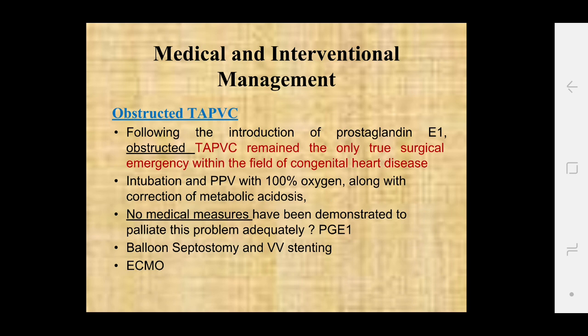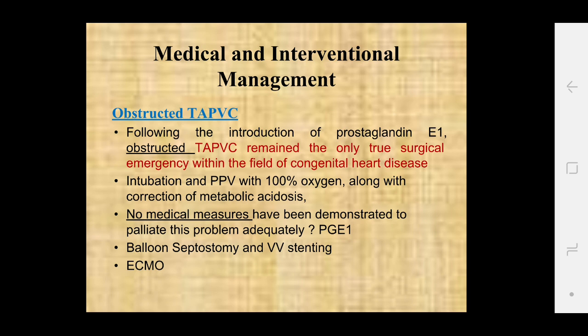Balloon septostomy sometimes improves the situation, but it's not the management. As I said before, I will show it later. Now we can do vertical vein ballooning or even vertical vein stenting. If the surgery is not available, the interventional cardiologist can take the patient to the cath lab and dilate the stenotic part of the pulmonary veins and even put a stent as a temporary. It's not permanent, of course. It's a temporary or palliative procedure until the surgery becomes available.